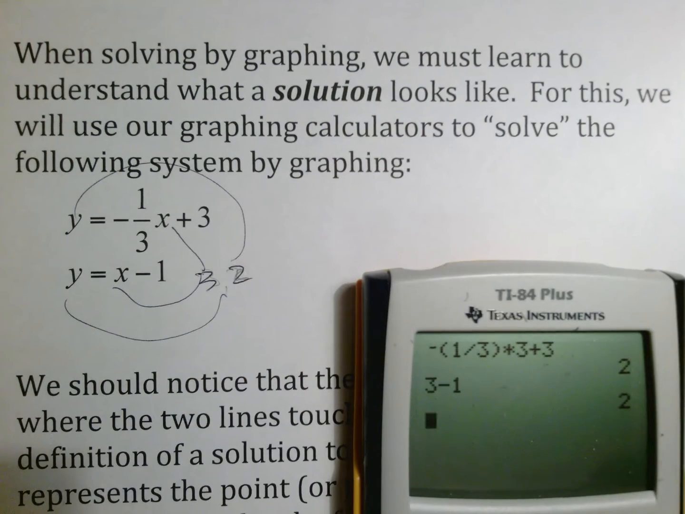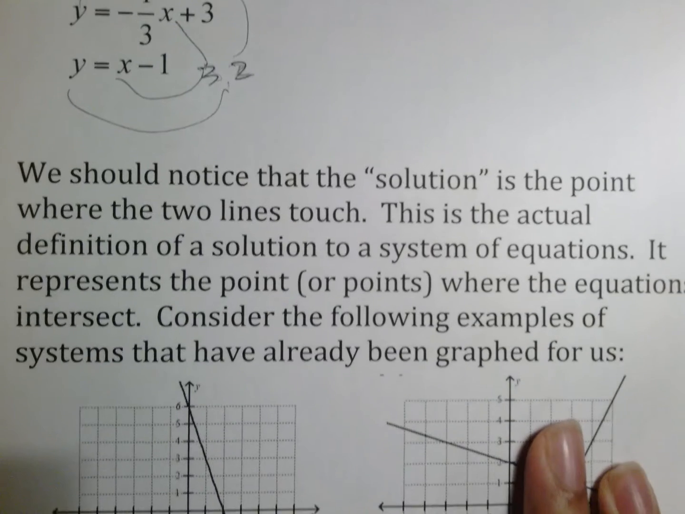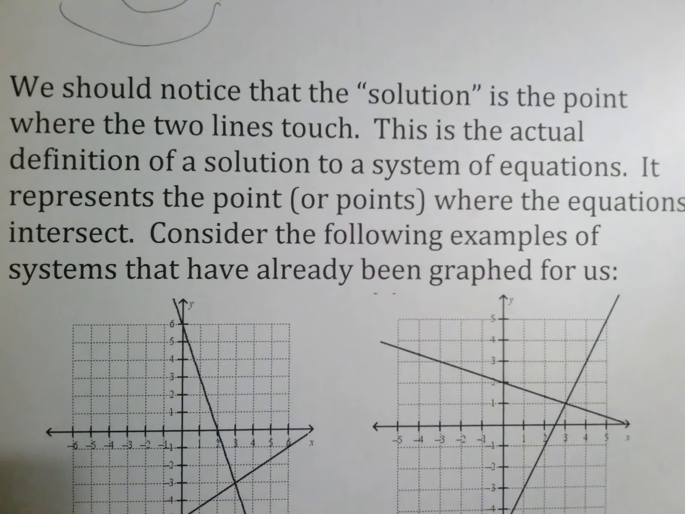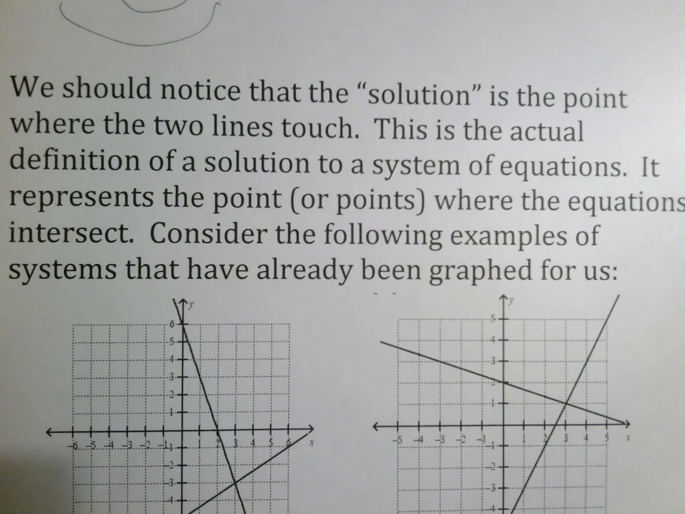So a solution is the point where the two lines touch. It is the one point that both equations have in common. Sometimes, and you'll learn later, there are equations that have 2 or 3 or 4 intersections, but for right now you're only going to see one. But again, the actual definition is that it represents the point or points where the equations intersect.